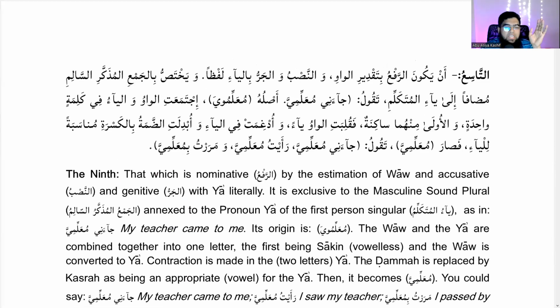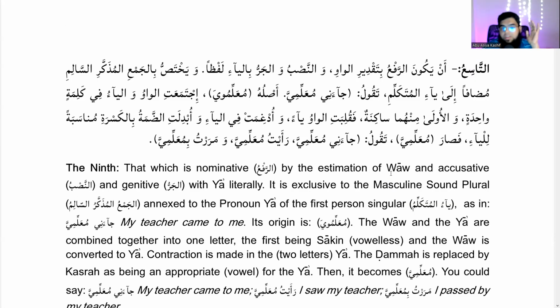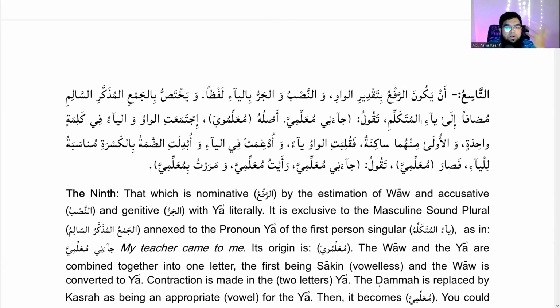At-tasi'u, the ninth one. He said there are 9 types of declensions, right? This is the 9th one: أن يكون الرفع بتقدير الواو. Wow is the one which is estimated. Estimation of a wow. You cannot see a wow. والنصب والجر بالياء لفظا. But nasb and jar, you can see the ya. So only wow is estimated.